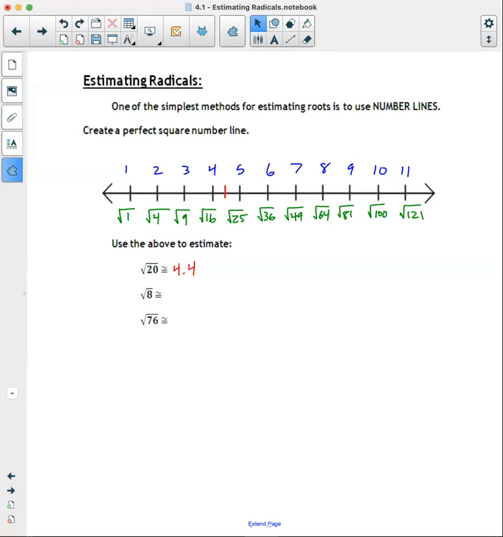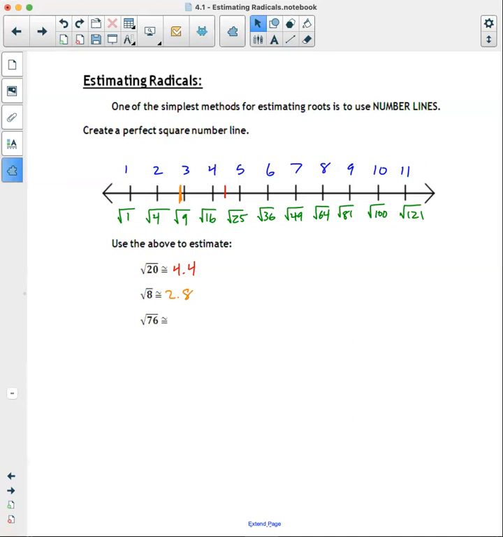Okay, and these are just estimates, so I don't need them to be perfect by any means, but it's more of mathematical reasoning and estimating. Okay, so this next one is going to be root 8. Root 8 is closer to 9 than it is to 4, so I'm going to put it a little bit closer to root 9, and I'm going to say root 8 is approximately about 2.8.